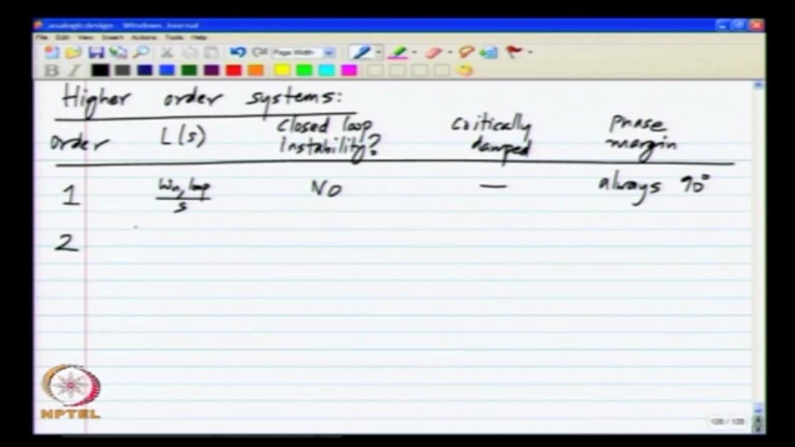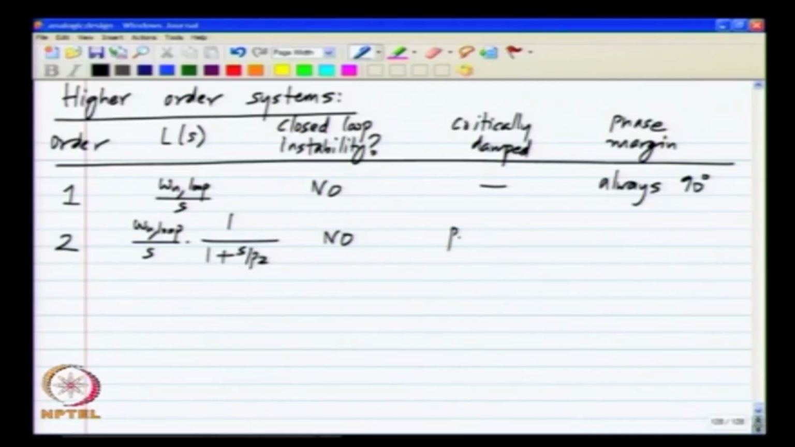Now, we can look at the second order case, again something we have already analyzed. And this also is never unstable, in that if you put this in a closed loop, the poles never go into the right half plane, although they can get very close to it. And this is critically damped for P2 being 4 times omega u loop, and for this the phase margin, let us say we look at phase margin for critical damping, okay, and this will be 76 degrees. Okay. So, now we can look at higher and higher order systems.